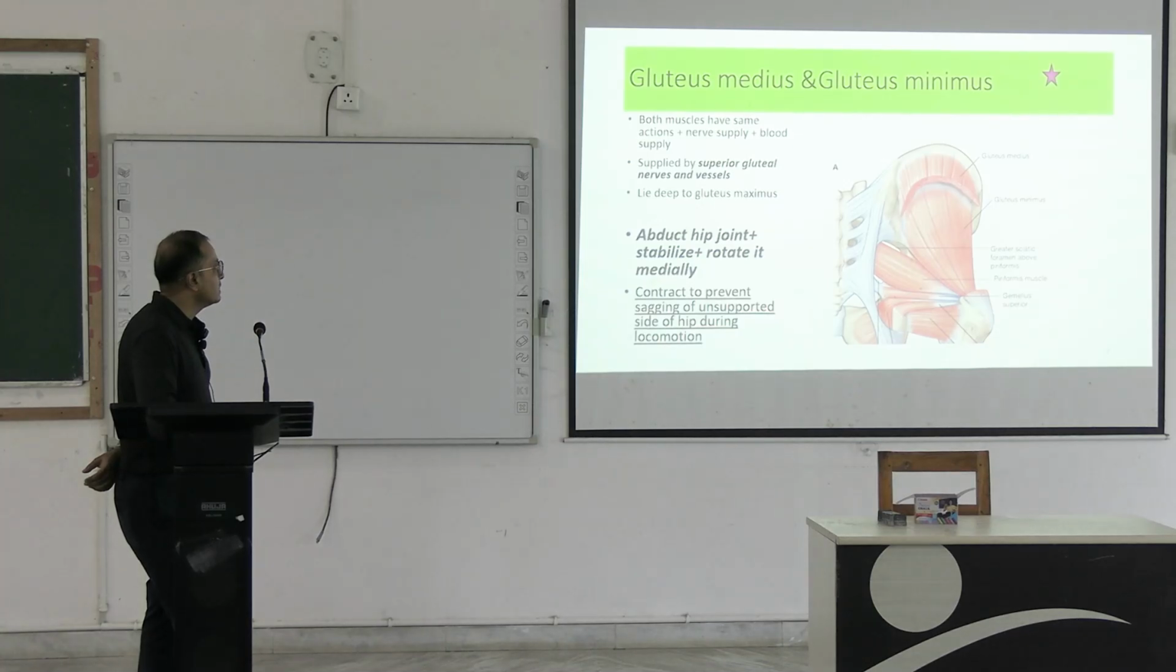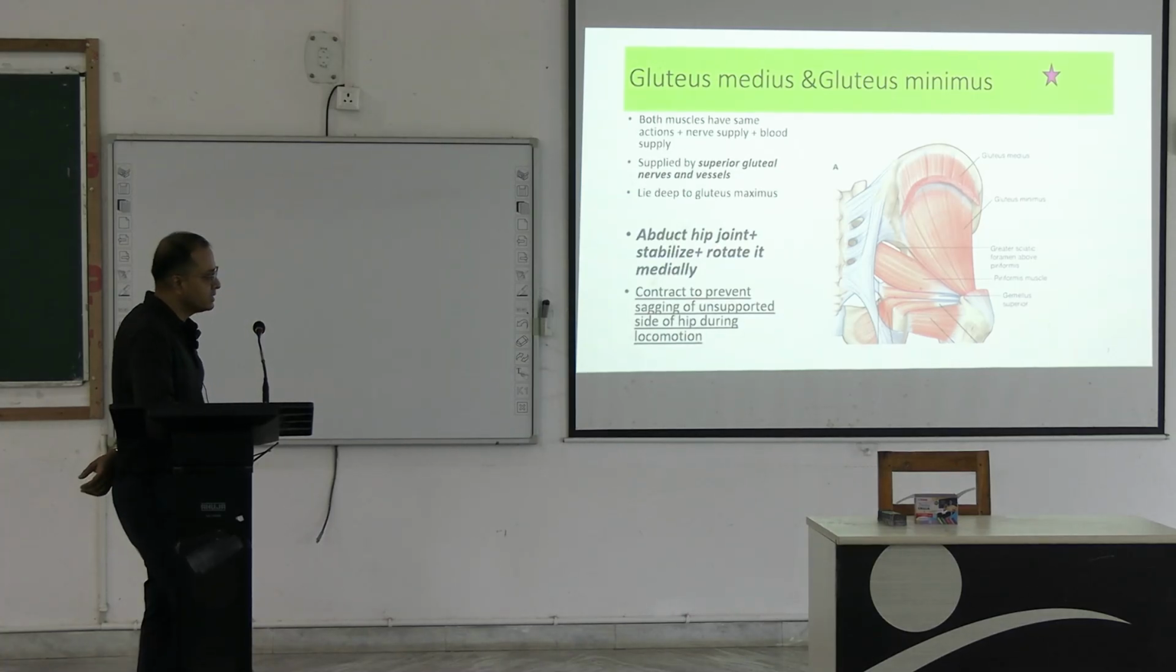Deep to that we have the gluteus medius and minimus. Gluteus medius and minimus are largely stabilizing this hip joint when the hip is in a lateral position, and also rotate it medially. So basically, along with the small tiny rotator muscles, the gluteus medius and minimus are lateral rotators of the hip joint.